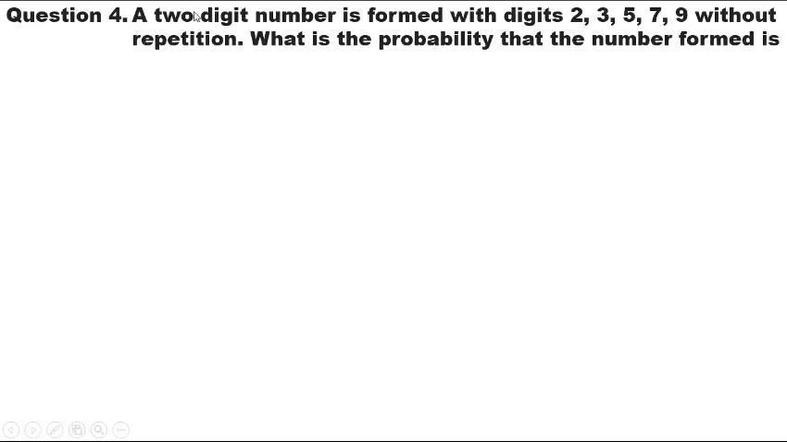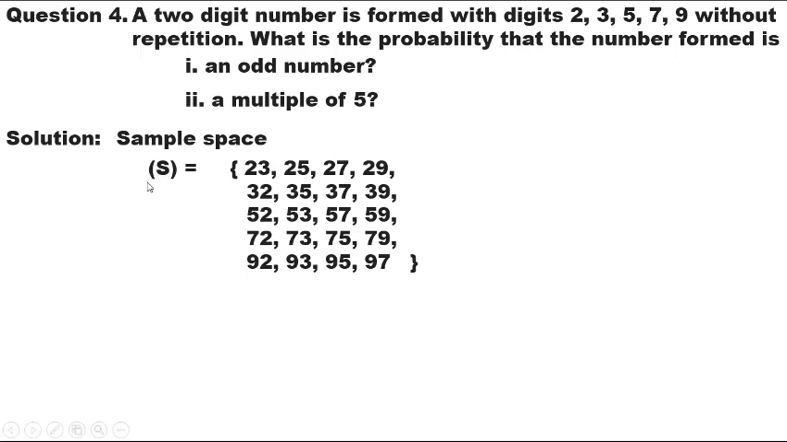Question fourth. A two-digit number is formed with the digits 2, 3, 5, 7 and 9 without repetition. What is the probability that the number is, first, an odd number and second, a multiple of 5? Solution. Sample space S is equal to 23, 25, 27, 29, 32, 35, 37, 39, 52, 53, 57, 59, 72, 73, 75, 79, 92, 93, 95 and 97, set complete. Therefore, the number of sample points of set S is equal to 20.